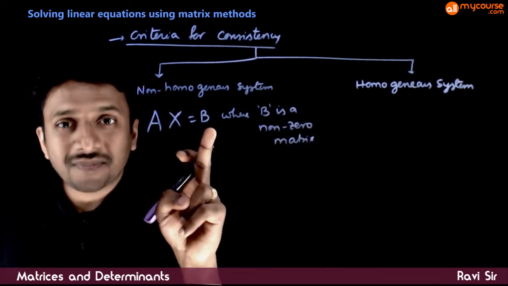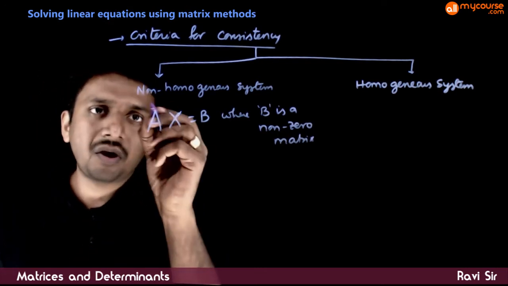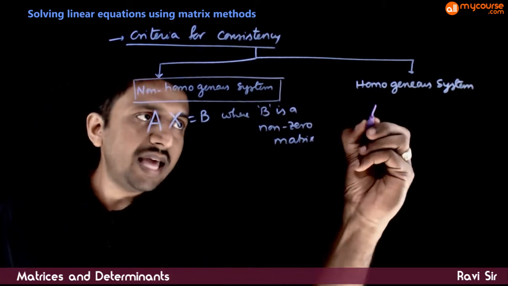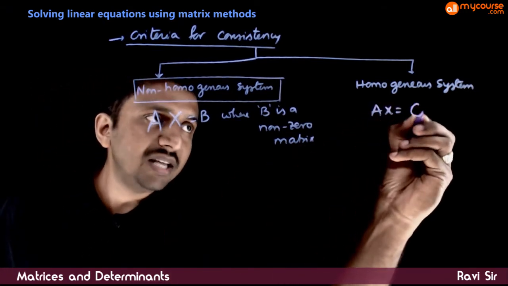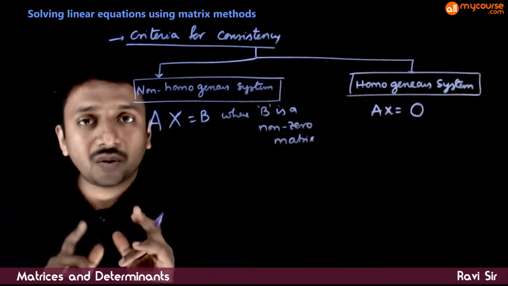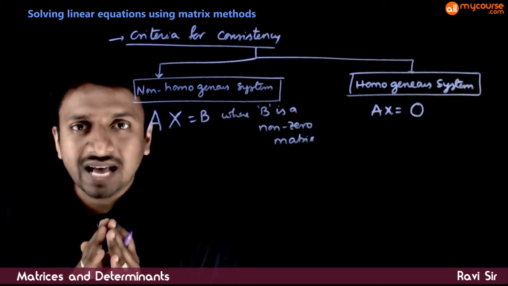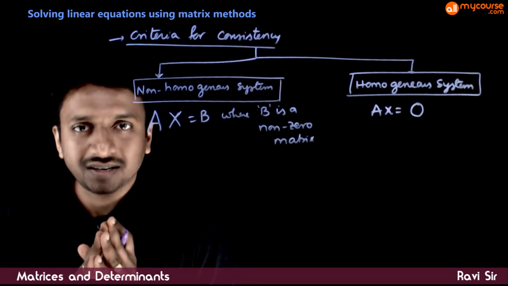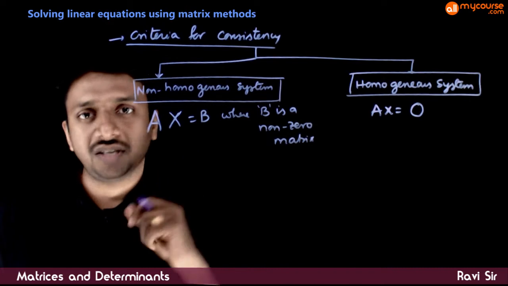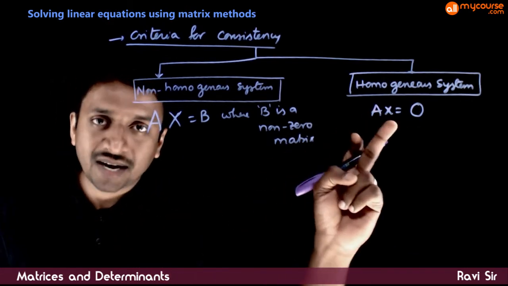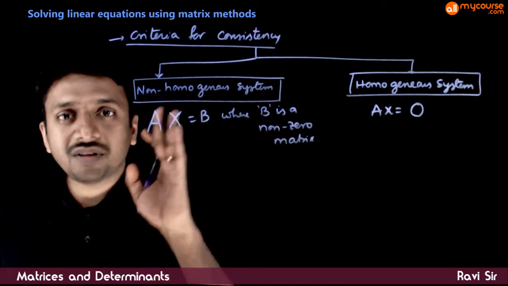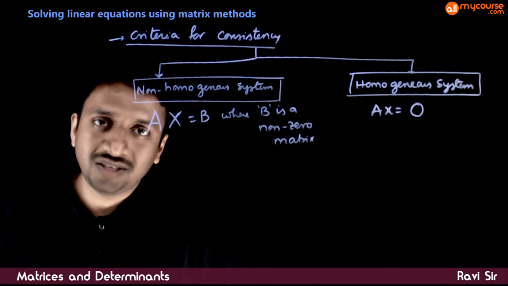So if the constant matrix is a non-zero matrix, we call it a non-homogeneous system of equations. So Ax is equal to 0 is called a homogeneous system of equations. Whenever a question on system of equations is asked, the first thing that you need to check is whether the given equations are non-homogeneous or homogeneous. If the constants on the right hand side are all zeros, we call it a homogeneous system. If at least one of them is non-zero, we call it a non-homogeneous system.